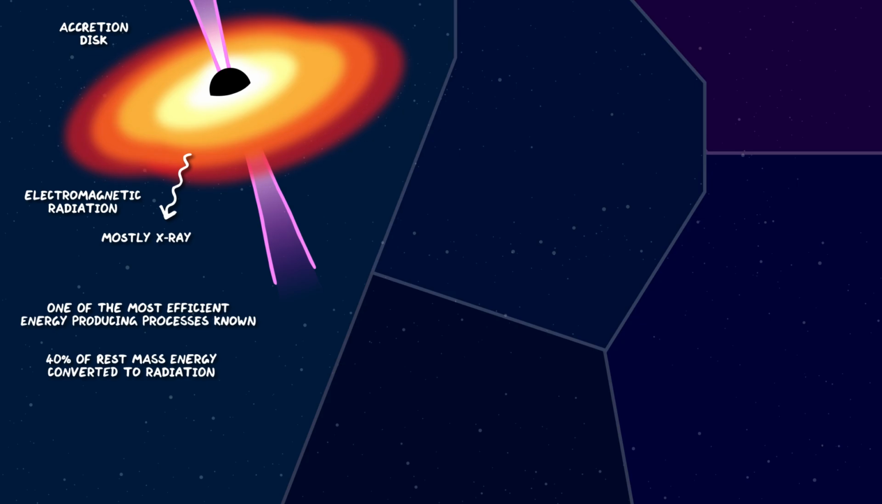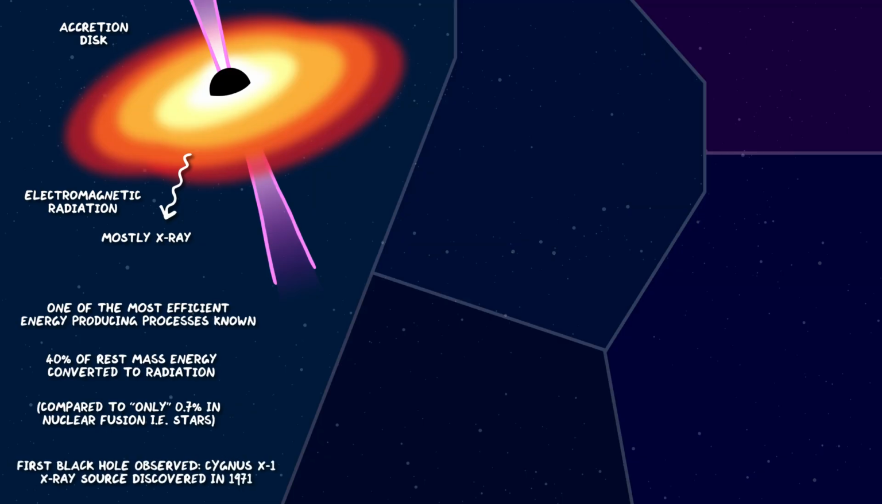To understand how hugely remarkable this is, we can compare this to the nuclear fusion process that powers the sun and all the stars. Here, only 0.7% of the rest mass is converted into energy, way less than 40%. So the accretion disk is nearly 60 times more violent than a burning star. The very first black hole that was discovered this way, in 1971, is called Cygnus X-1.